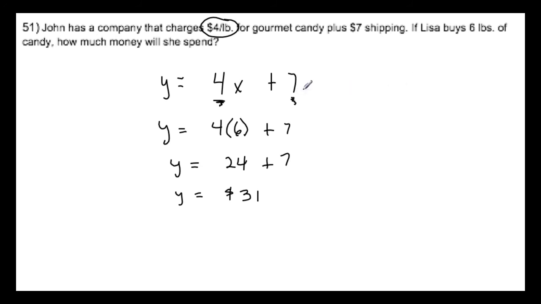Now, you didn't have to write an equation to do that. You could have just problem solved it by knowing $4 per pound. She buys 6 pounds. So you could have done your 4 times 6 over here.